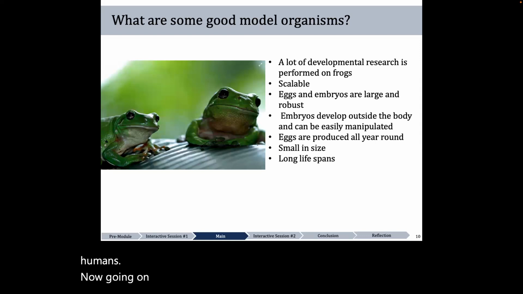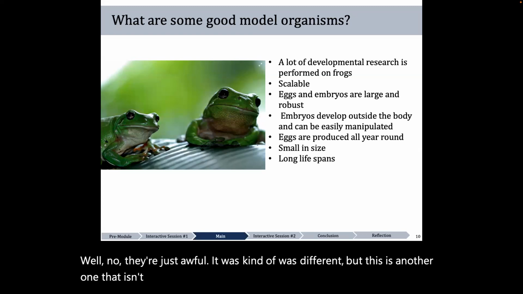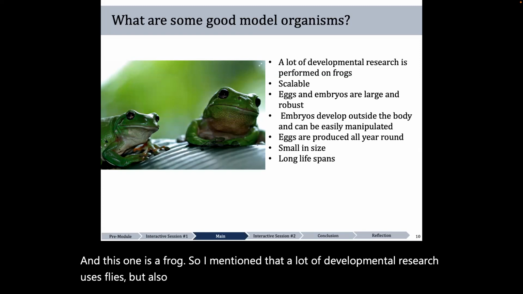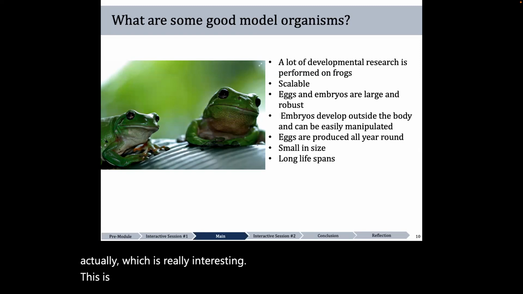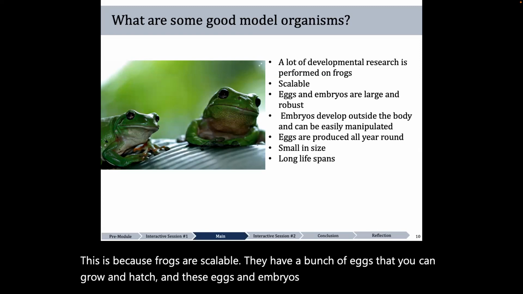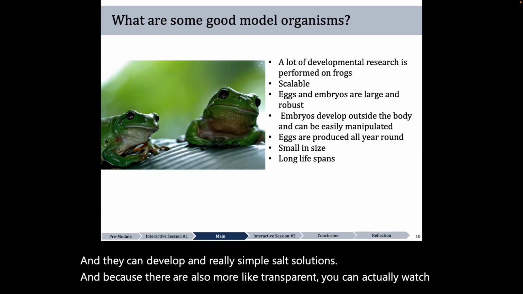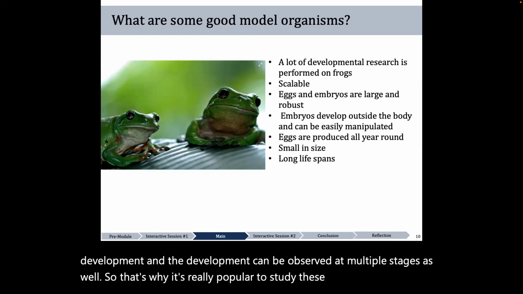Now, going on our list of animals, this is probably the most different one. Well, no, the Drosophila kind of was different, but this is another one that isn't a mammal, and this one is a frog. I mentioned that a lot of developmental research uses flies, but a lot of developmental research is also performed on frogs, which is really interesting. This is because frogs are scalable. They have a bunch of eggs that you can grow and hatch, and these eggs and embryos are relatively large and robust, and they can develop in really simple salt solutions. Because they're also transparent, you can actually watch development, and it can be observed at multiple stages. That's why it's really popular to study these frogs in the developmental research space.